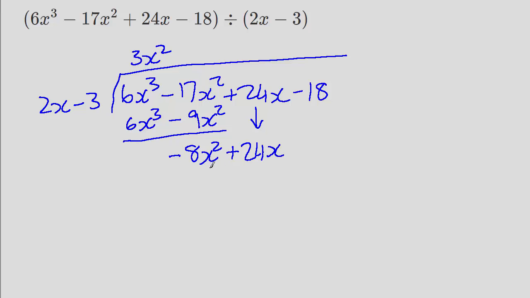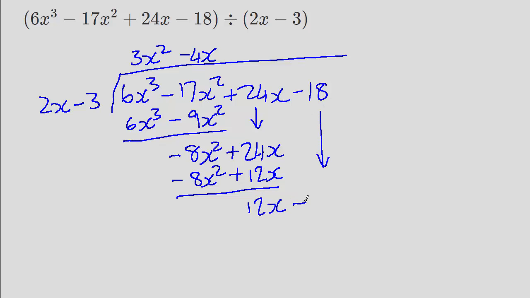So now the question is, what do I have to do to 2x to get minus 8x squared? Well, the answer is multiply by minus 4x. So I'll put minus 4x up here, and I'm going to multiply both these terms by minus 4x. So I'm going to get minus 8x squared, and then plus 12x. And then subtract this row from this row. That term will disappear. 24x minus 12x is obviously going to be 12x. And now I'll bring this term down.